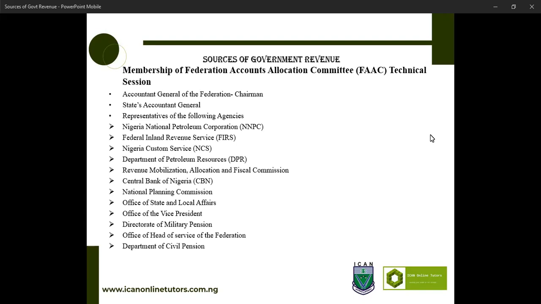The NNPC, we have a representative as part of the members of the FAAC, the FRS, NCS, DPR, Revenue Mobilization Allocation and Fiscal Commission, CBN, NPC, National Planning Commission. We have the Office of State and Local Affairs, Office of the Vice President. We have the Directorate of Military Pension, Office of Head of Service of the Federation, and Department of Civil Pension. So all these committees were to work together as a technical section.